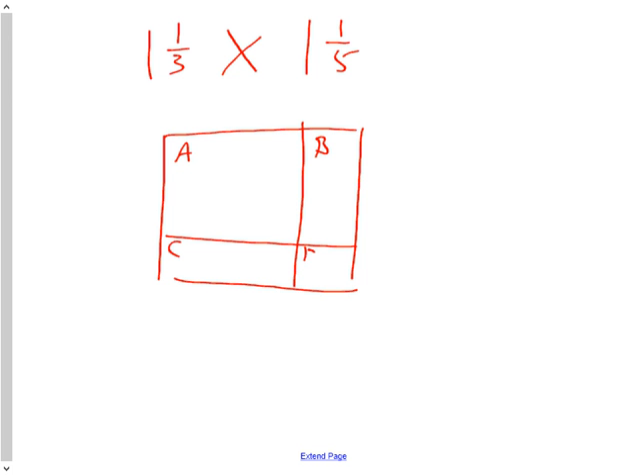Does anyone know which one's bigger, 1 1/3 or 1 1/5? What's the longer one, 1 1/3 or 1 1/5? 1 1/3 is longer. So we're going to make the distance from here to here 1. The distance from here to here, 1/3. From here to here is going to be 1. And from here to here is going to be 1/5. Okay, so what I'd like you to do now is try and find, I'll press pause on the video, you guys find the 4 areas for A, B, C, and D and add them together, okay?